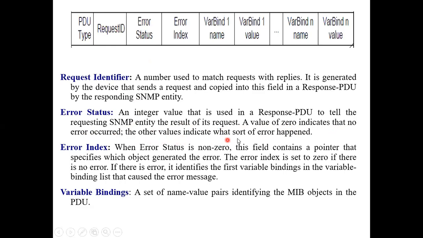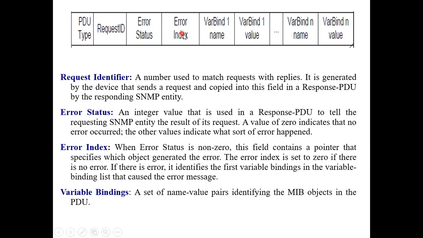And suppose there are some other values apart from 0, so those values will indicate कौन से टाइप का एरर हुआ है. 0 है तो no error. If suppose 1 या 2 या 3, so 1 stands for what kind of error, 2 stands for what kind of error. So there will be a table which will specify the types of error with respect to the value.